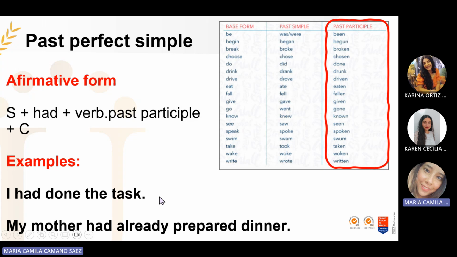For example, the first example is: I had done the task. We can see this verb is in past participle form. And: my mother had already prepared dinner. Prepare is a regular verb, so we only add D, because the verb ends in a vowel E.